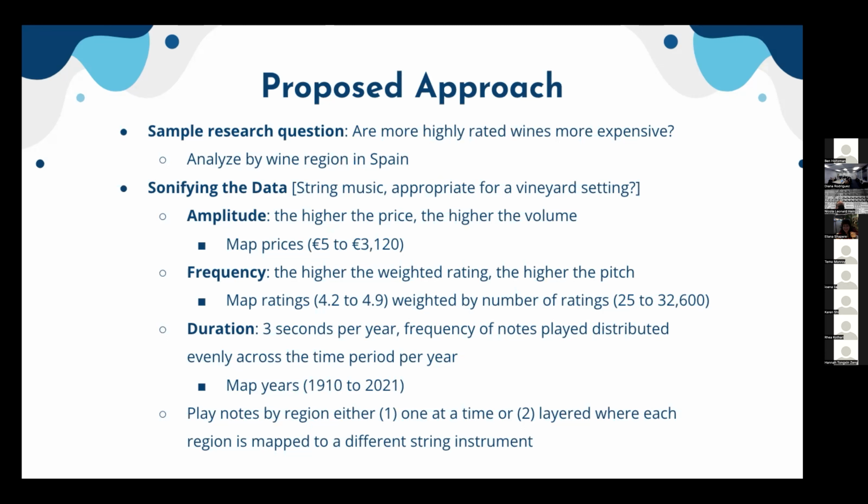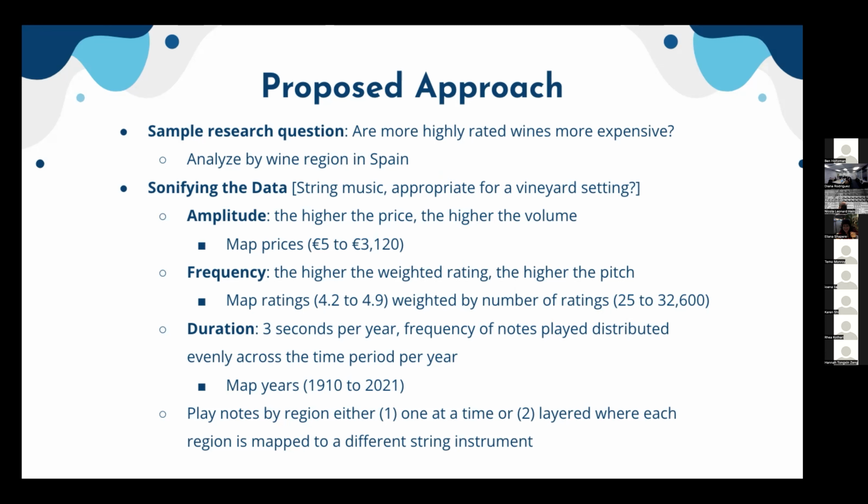I wanted to play around with the price for amplitude, and in terms of frequency, the higher the weighted rating, because the ratings are 4.2 to 4.9 in the data set, and the number of ratings also varies, so having that be weighted by number and varying the pitch from that. In terms of duration, there's approximately 100 years of data in the data set, so at around 3 seconds per year, that's a 5-minute long song if you go by years.